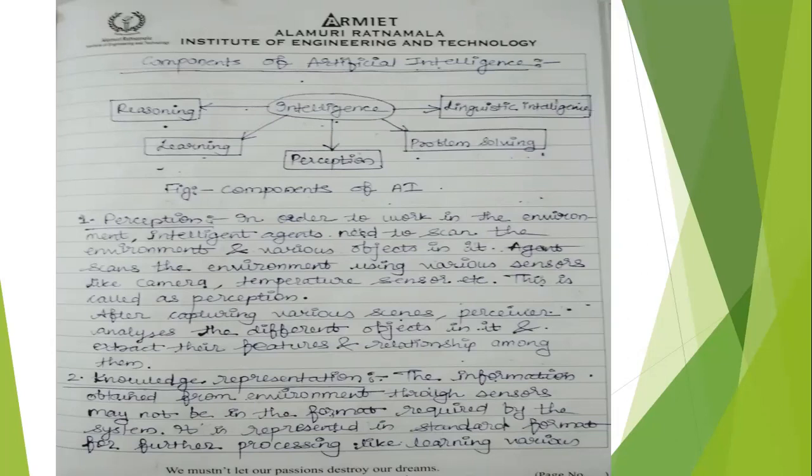So basically, how does the agent scan the environment? By using various sensors. What are those sensors? A camera, a temperature sensor. These are the sensors. Using these sensors, the agent scans the environment. This is called perception.